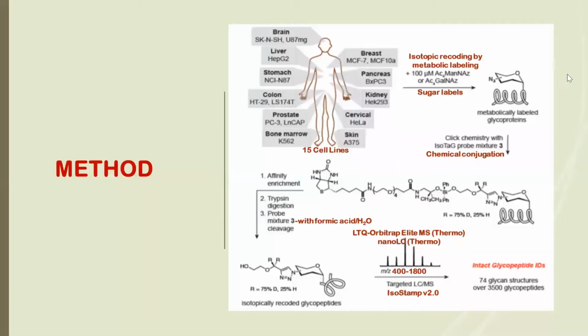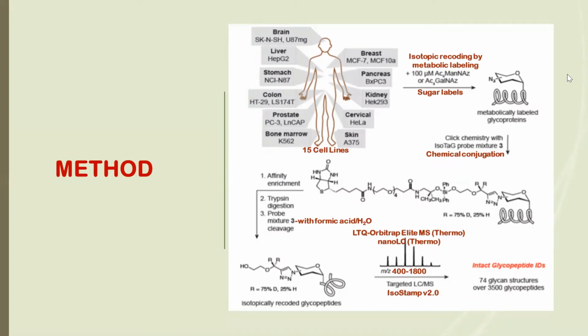And here is the method. 15 cell lines were derived from various human tissues, and they were treated with sugar labels to generate metabolically labeled glycoproteins. The glycoproteins were tagged with IsoTAG probe mixture 3, which we found in this article is the best one, and now it undergoes chemical conjugation.